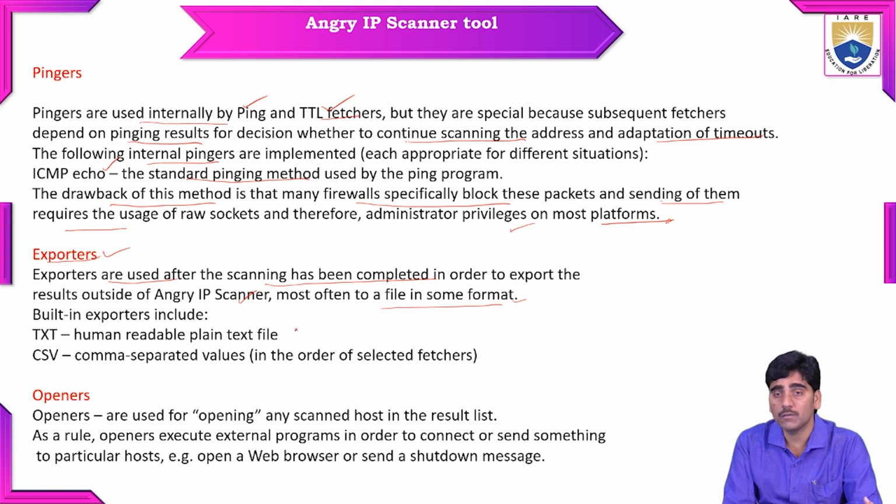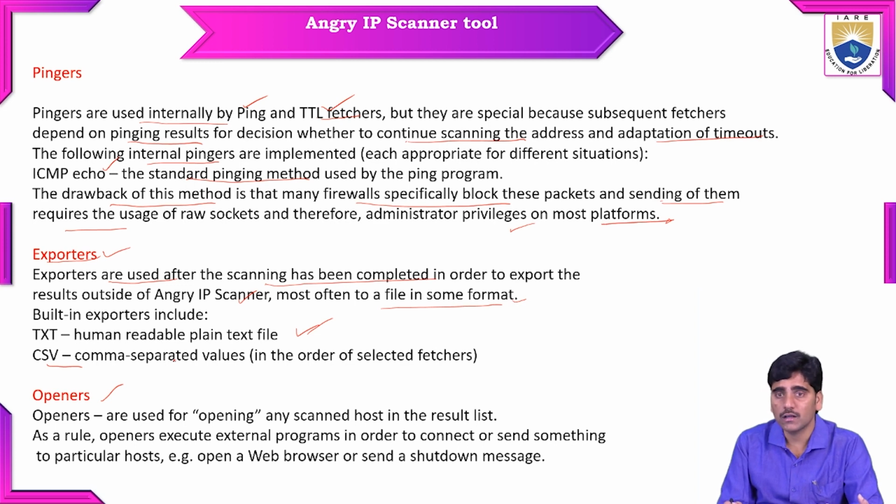Text: a human readable plain text file, where all the scanned results are exported into the text file. And the second one is what? CSV, comma separated values, which is also one type of exporter. And the next one, openers.